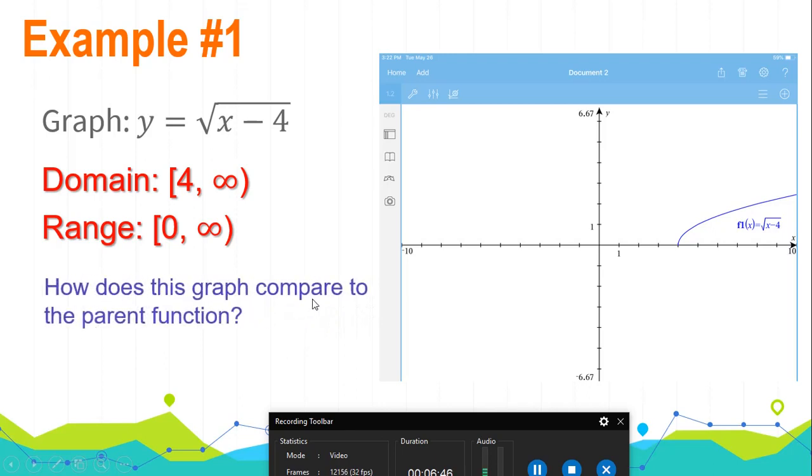How does this graph compare to the parent function? Well, we know the parent function starts at (0, 0). We're still located on the x-axis, but basically we have slid the function over 4 units to the right. Notice how this was a change from the parent, -4. This is inside the function. So we're going to say we move the graph 4 units right.